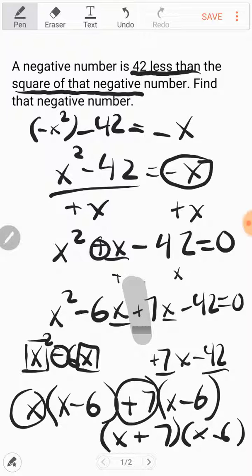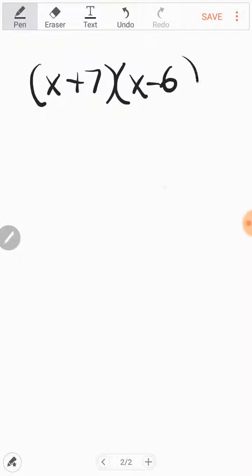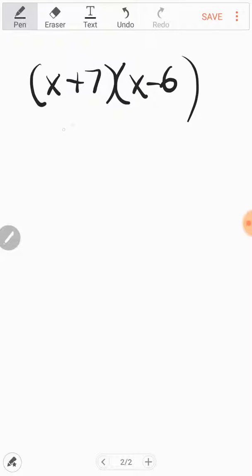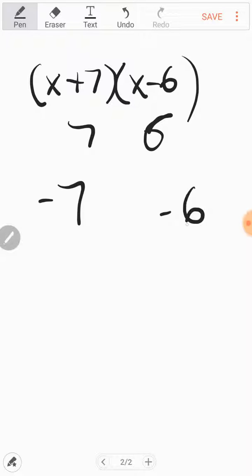So let's write it over here so we have more space. So we had x plus 7 and x minus 6, right? So 7 and 6. So let's see. If we make this number negative, because it's supposed to be a negative number, we'll have negative 7 and negative 6.